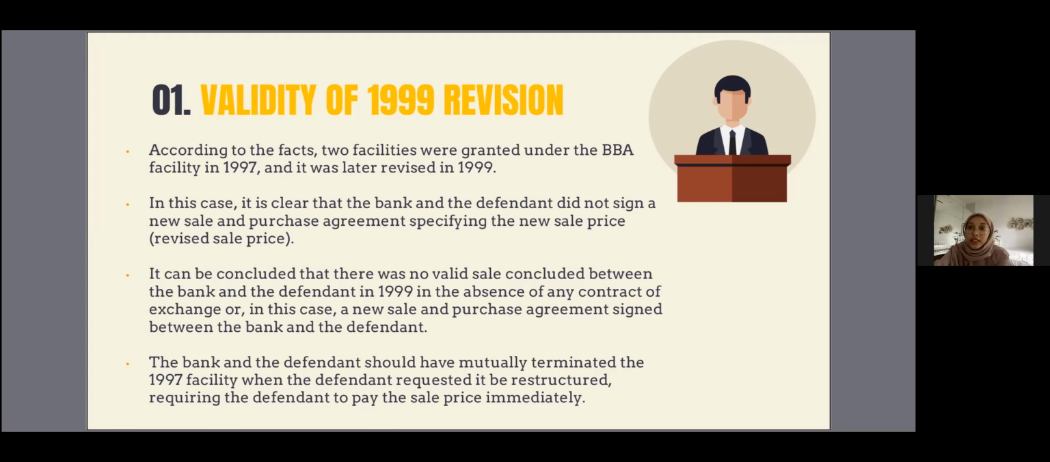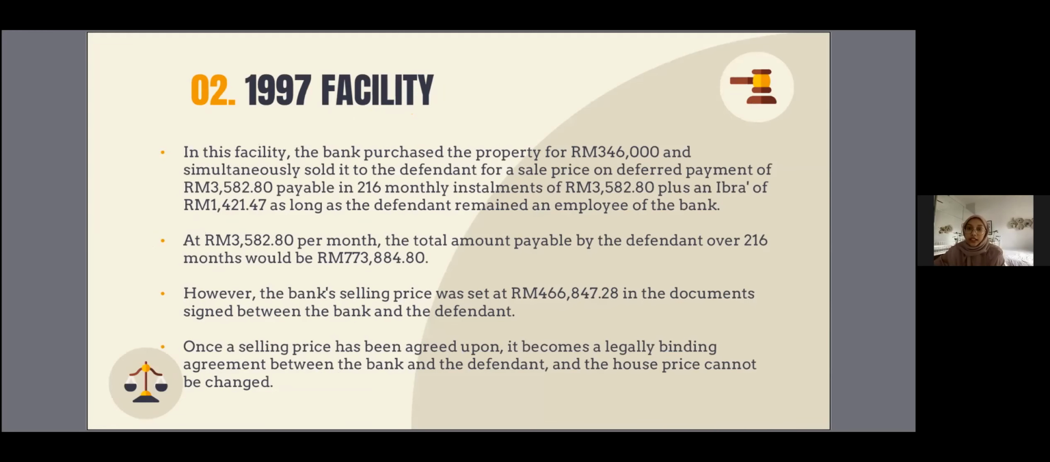Okay, so moving on to the next issue, which is the 1997 facility. In this facility, the bank purchased the property for 346,000 and simultaneously sold it to the defendant for a sale price on deferred payment of 3,582.80, payable in 216 installments of 3,582 ringgit and 80 cents, plus an ibra of 1,421 and 47 cents, as long as the defendant remained as an employee of the bank.